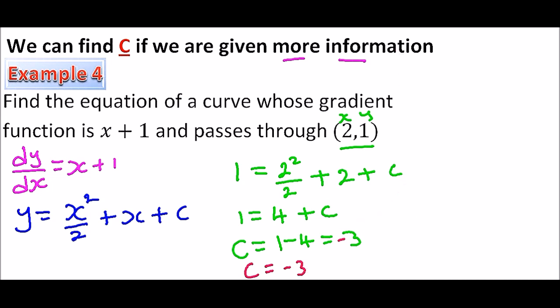Therefore, we can now write the equation and say y is equal to a half x squared, then we have plus x, and now we have obtained our c, which is minus 3. So we can get the value of c given more information. For example, in this case, we were told that the curve passes through (2, 1).